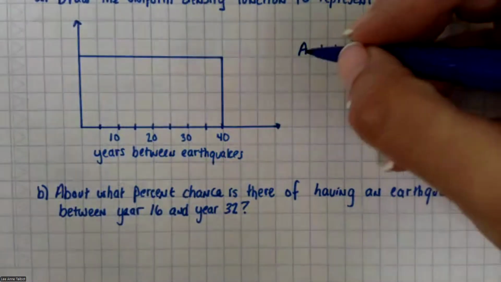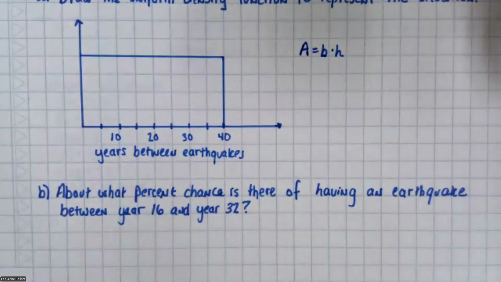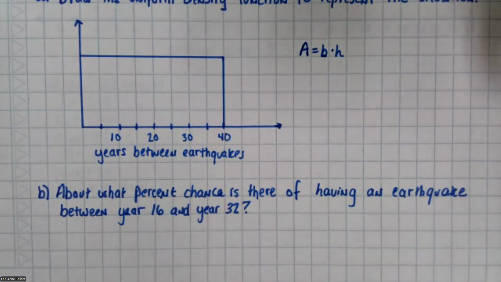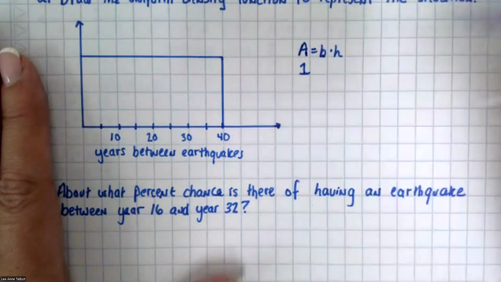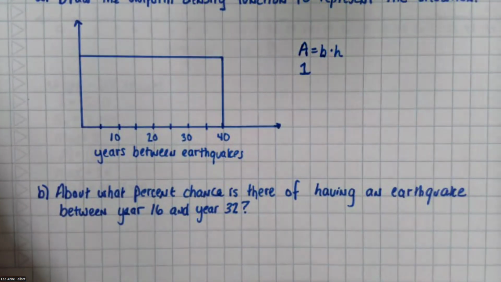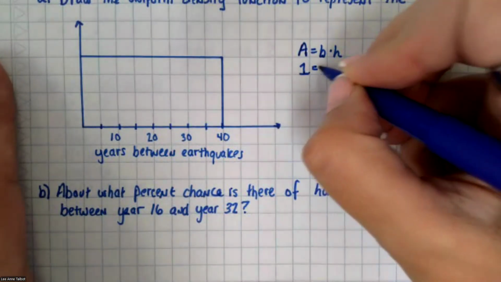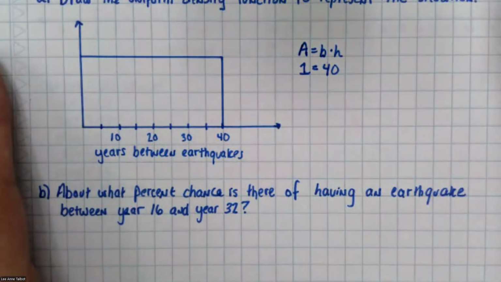Okay, now the piece of information you need to grab is the second bullet point from above. It says the area under the curve always equals 1. So the area is always going to be 1. The base in this particular problem is 40.